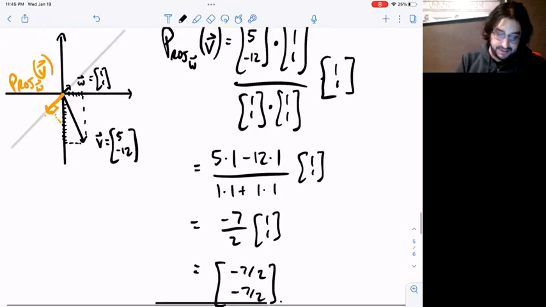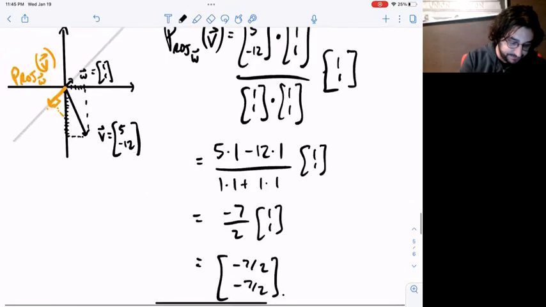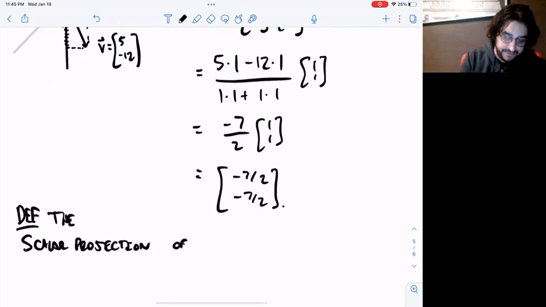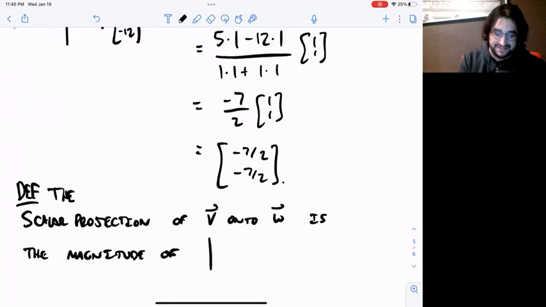There's also another term that people will sometimes use, where they'll say the scalar projection. This is another definition, right? If you hear that term, the scalar projection of V onto W, that is the magnitude of the projection, of the vector projection, right?